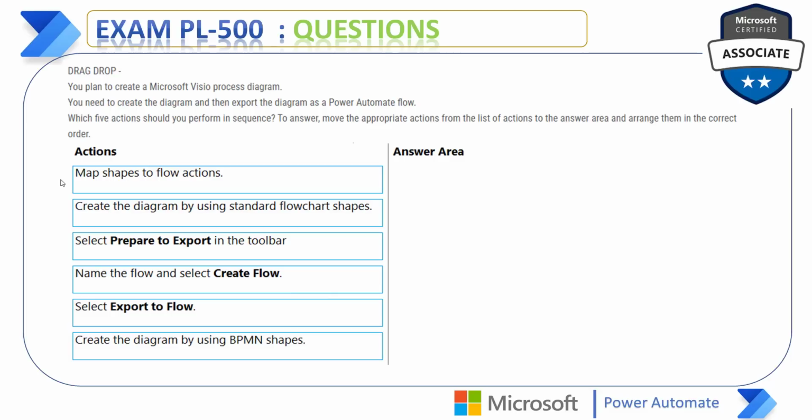What is the PL-500 question over here? The question is, you plan to create a Microsoft Visio process diagram. You need to create the diagram and then export the diagram as a Power Automate flow. Which 5 actions should you perform in sequence? This is my PL-500 question. Before answering this question, we will learn about Microsoft Visio and process diagram.